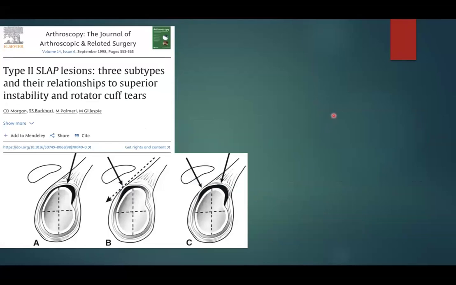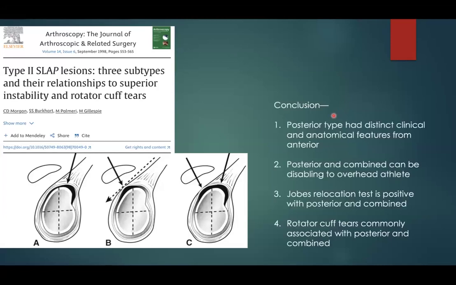The type 2 lesions, as originally described by Snyder, involved a detachment of the biceps anchor and the adjacent labrum from the bone with anterosuperior location. But it was observed in three distinct locations, and type 2 was classified into three subtypes: an anterosuperior type 2 SLAP lesion, a posterosuperior SLAP lesion, termed posterior SLAP, and combined anterior and posterior type 2 SLAP lesions. The conclusion of the study was that the posterior type had distinct clinical and anatomical features from the anterior.